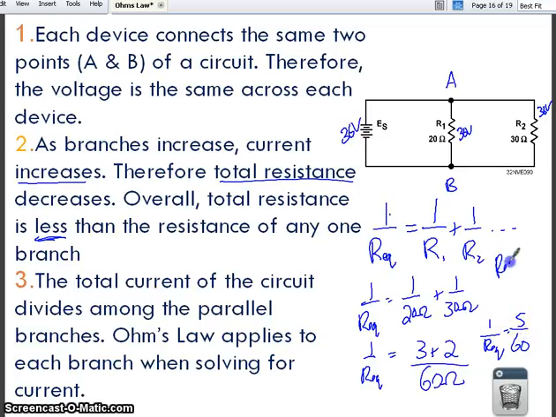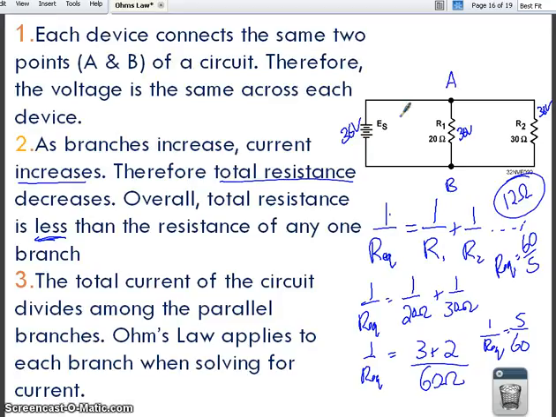So the equivalent resistance is going to equal 60 over 5, or 12 ohms. Notice my answer is going to be less than any individual resistor. So this is 20 and 30. My answer is less than both 20 and 30. Okay, so when we add more devices in a parallel circuit, overall resistance decreases, as opposed to a series circuit, where if we add more devices in series, resistance increases.